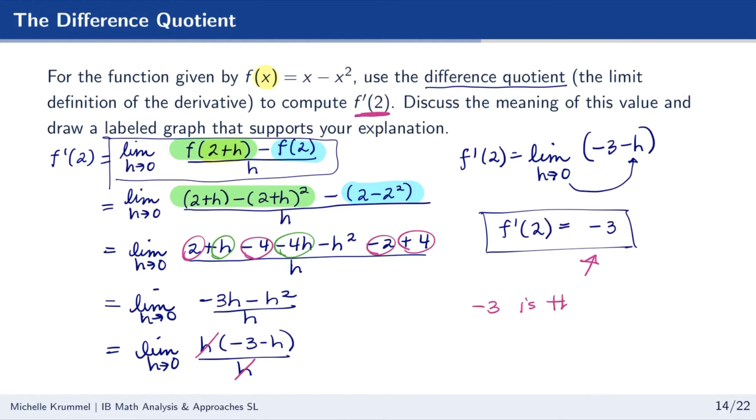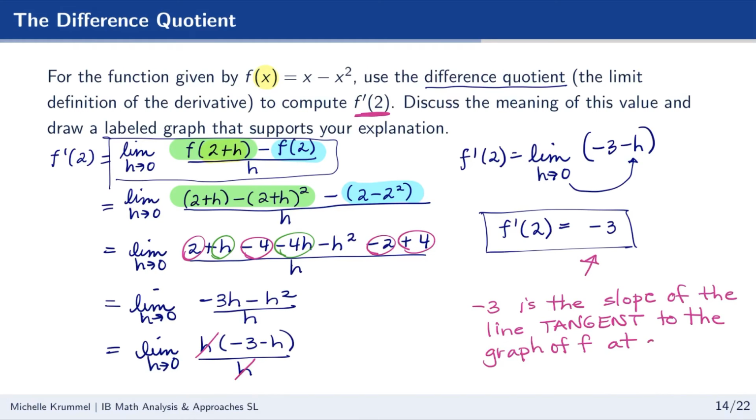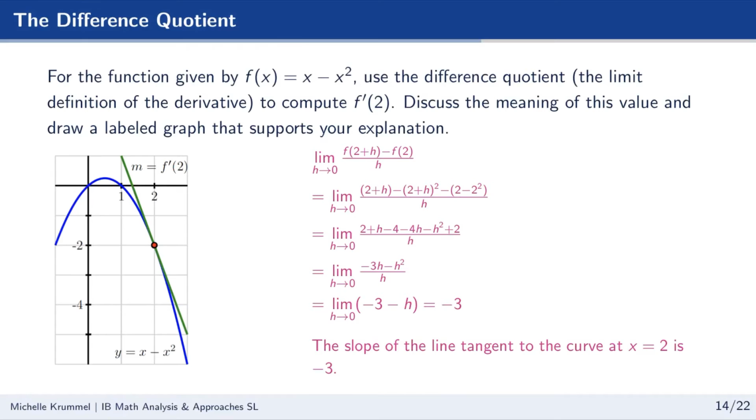Okay, so that negative 3 is the slope of the line tangent to the graph of f at x equals 2. So the slope is not constant. The slope is changing depending on which point we are at on the graph. I know that's bad grammar. So if we specifically look at the point on the graph where x equals 2 and then draw a tangent line at that point, the slope of our tangent line would be negative 3. So I have a picture here to show that.